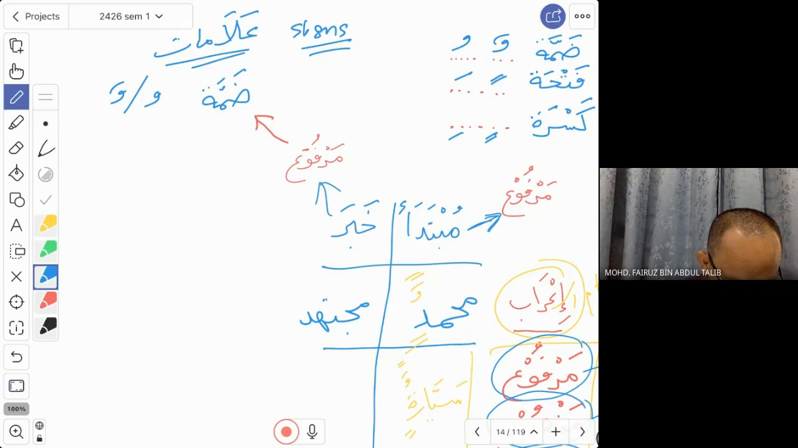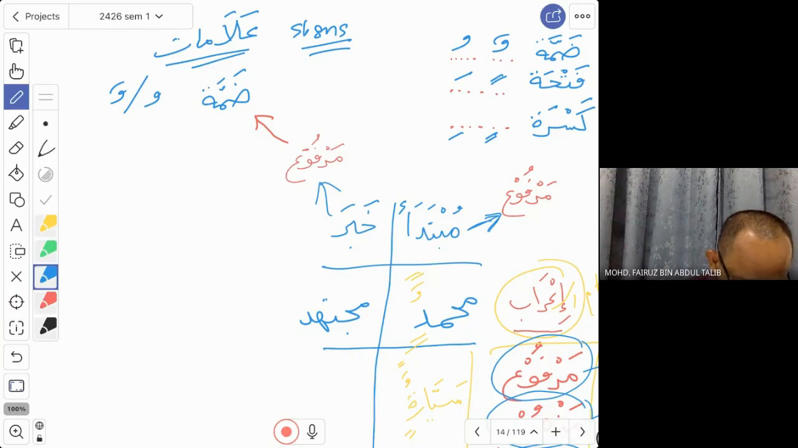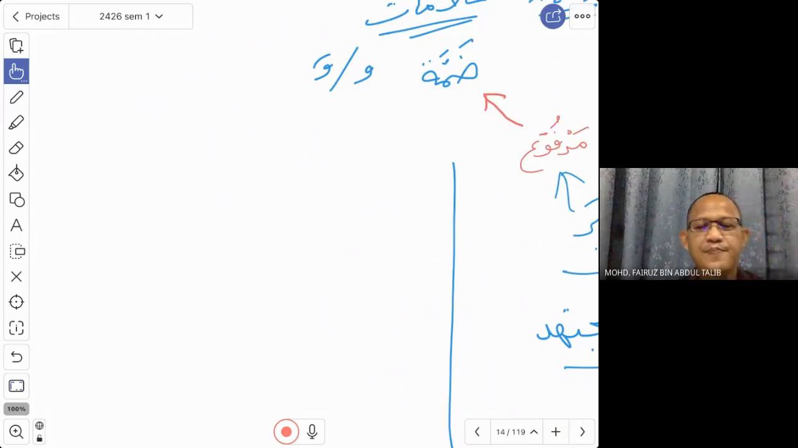Okay, I give you another example, another topic that you have learned previously. Give me a jumlah fi'liyah that consists of fi'il, fa'il, maf'ul bih. You have the fi'il, the verb, the fa'il, the doer, and the object, maf'ul bihi. Can anyone give me a simple sentence with three words? Any suitable fi'il.